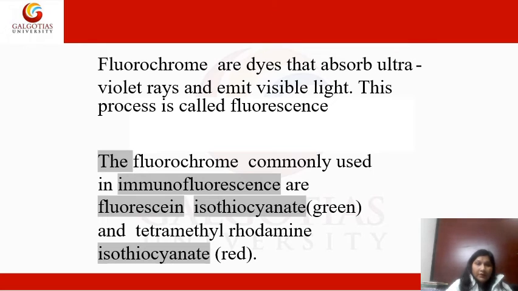Now the compound that we use in FIA is known as a fluorochrome. Fluorochromes can be defined as dyes that absorb ultraviolet rays and emit visible light. This process is known as fluorescence. The fluorochromes commonly used in immunofluorescence are fluorescein isothiocyanate, which is green in color, and tetramethylrhodamine isothiocyanate, which is red in color.